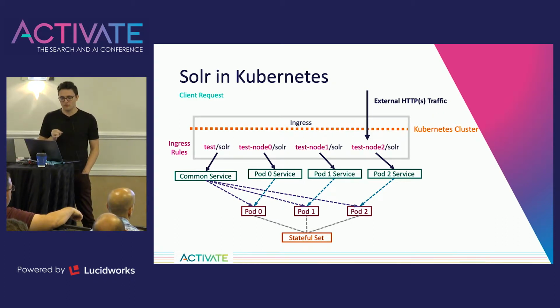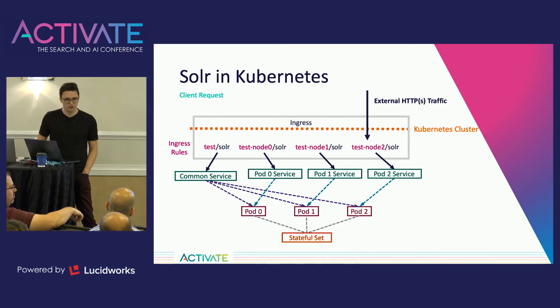And these are exposed externally through ingress rules. And here we have nice common sense HTTP host names. test/Solr, test node 0/Solr, and so on. And so now we can individually address each node. And so client requests come from outside the cluster, hit one of these ingress rules, and go down into the correct pod that they need to hit.